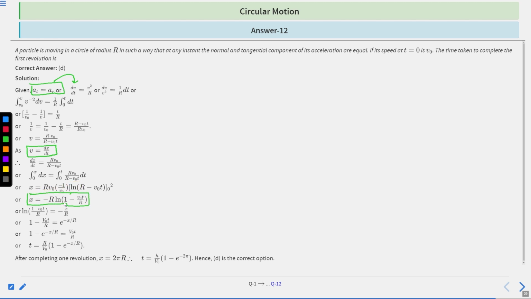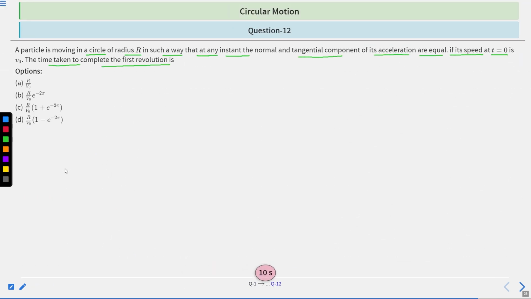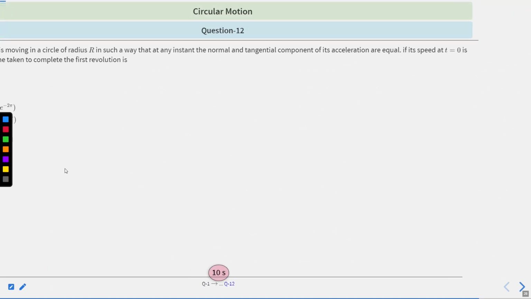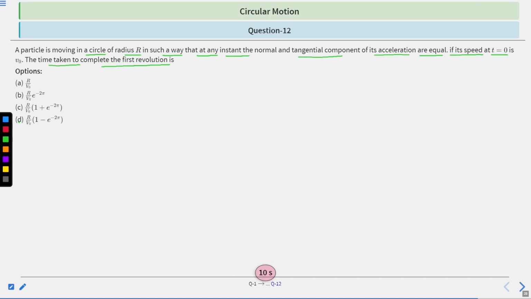Solving this term, you will get t equal to r upon v naught times 1 minus e to the power minus x by r. After completing one revolution, x equal to 2 pi r, so t equal to r upon v naught times 1 minus e to the power minus 2 pi. Hence D is the correct option. This is the only technique to solve this question, and this is just a calculation part. Very lengthy. D option is correct.